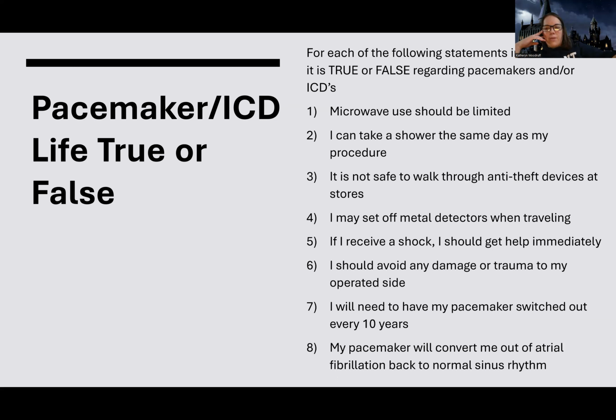"I should avoid any damage or trauma to my operated side." Usually it's going to be the left chest. We definitely want to avoid any blows or trauma, no chest bumps, no one should be punching you there, but you also want to watch that shoulder. We don't want to raise or move this shoulder. A lot of times we keep it in a sling to remind patients not to use that side.